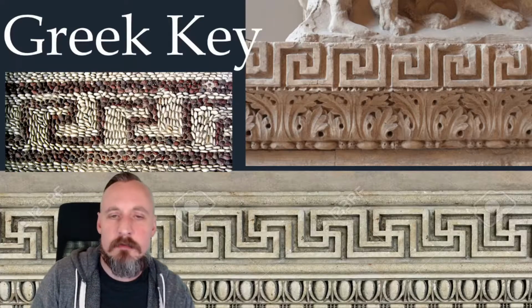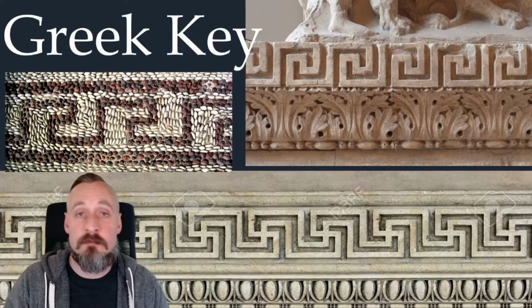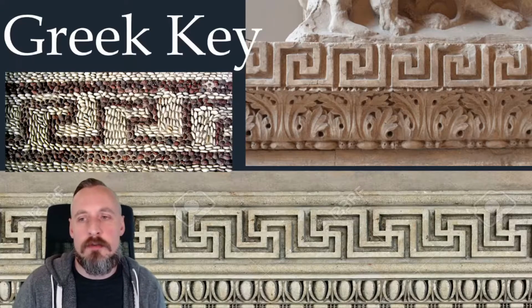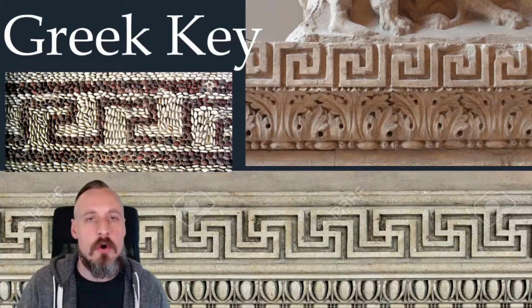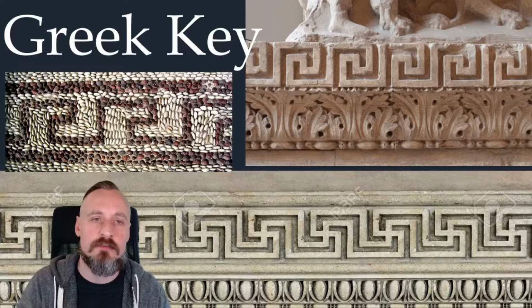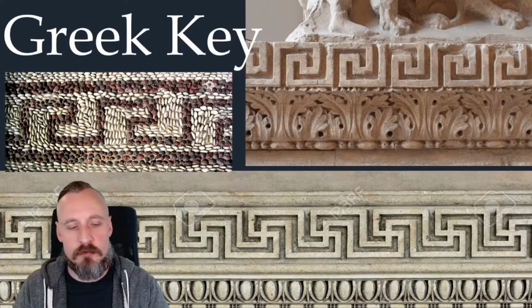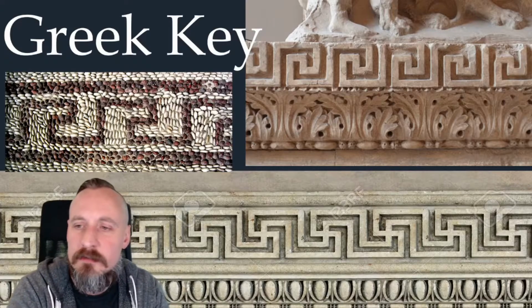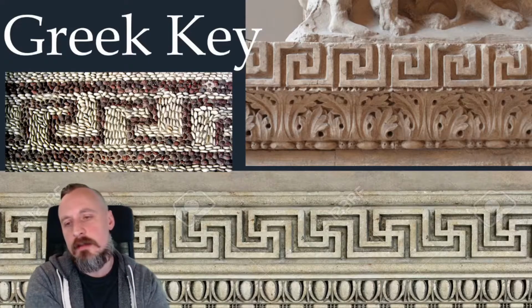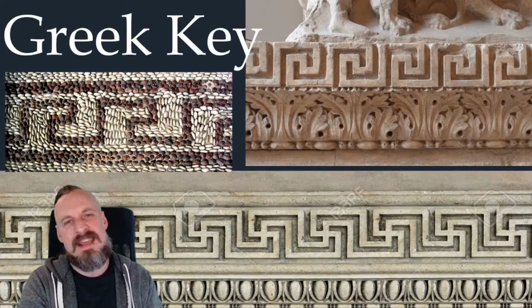Just bear in mind that even though I will try to give you as much information as I think is valuable, the only things that you'll have to memorize and know are these words that appear on the screen and that you can find in the vocabulary documents. So the last one was just egg and dart, and this one is the Greek key. And the Greek key is also called a meander.